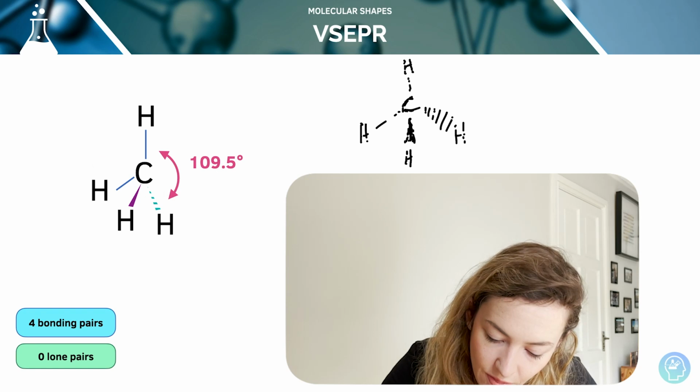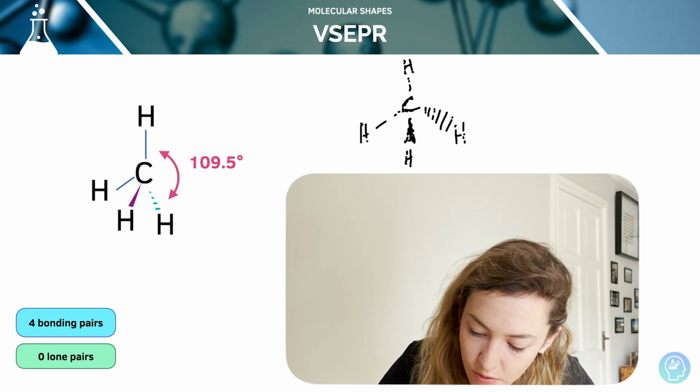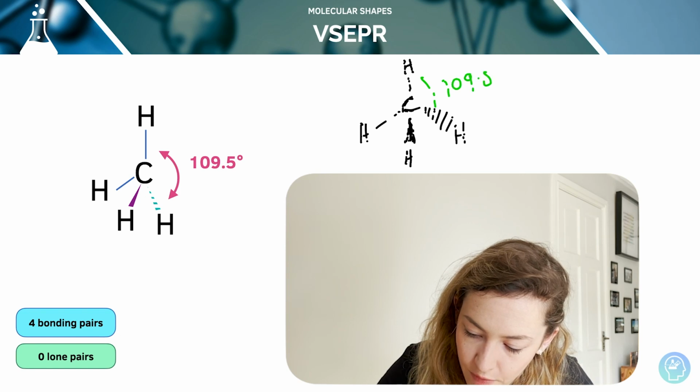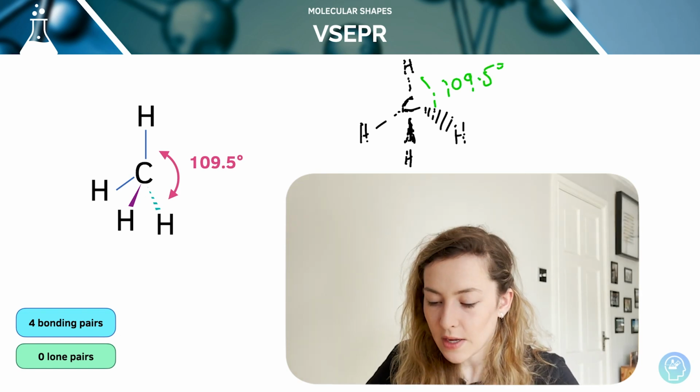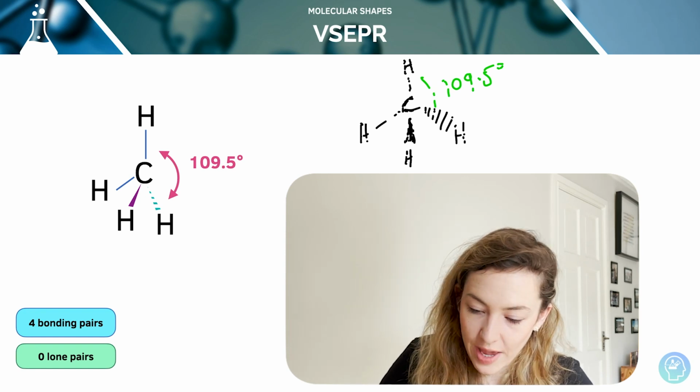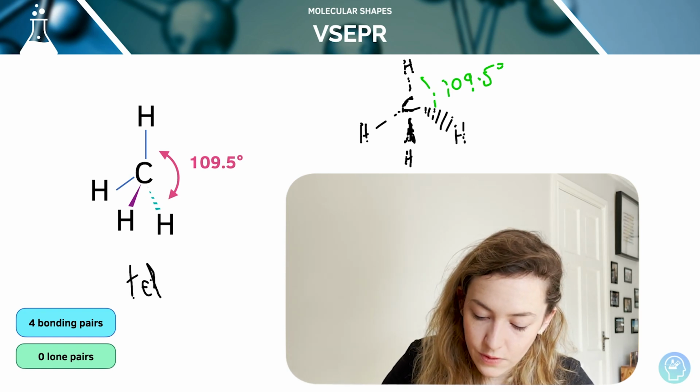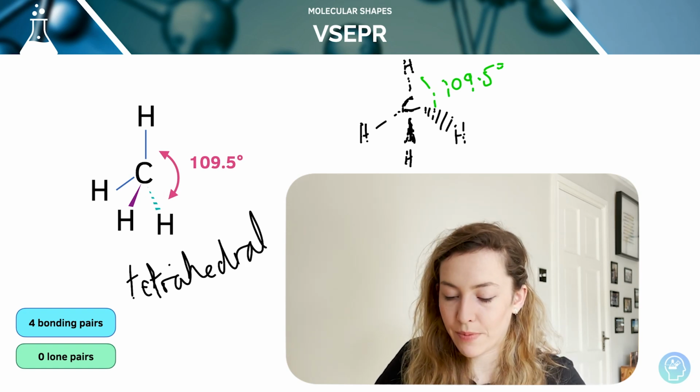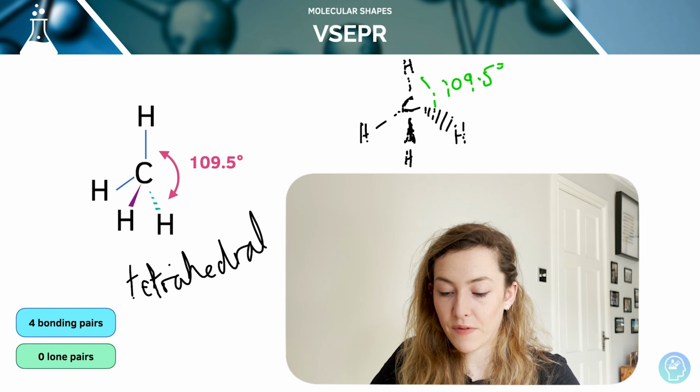they might not like the fact that these look like they're bunched together quite a lot. So you want to have a nice distribution of these here. 109.5 degrees. So we've got 4 covalent bonds, no lone pairs, and we call this shape tetrahedral. So it's a tetrahedral shape with a bond angle of 109.5.